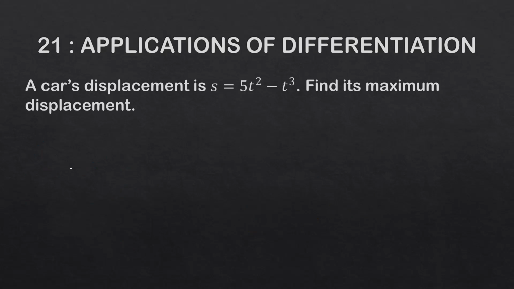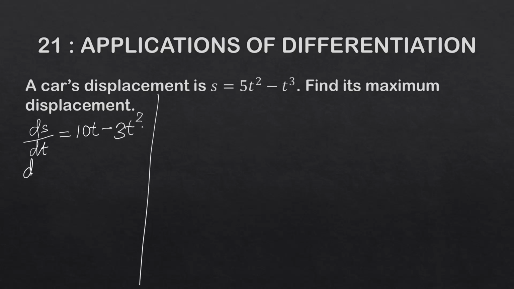Number 21, it says a car's displacement is s equal to 5t squared minus t cubed. Find its maximum displacement. All right. I'm going to solve this, even though I have done this before, but let me do it. So I'm going to have ds/dt equal to 10t minus 3t squared. At maximum displacement, ds/dt is 0. Therefore, I have 10t minus 3t squared equal to 0.